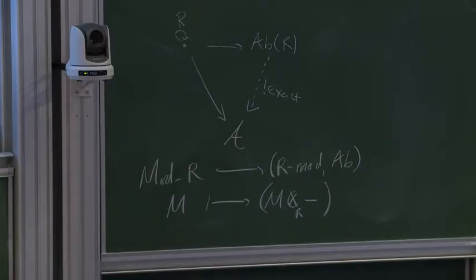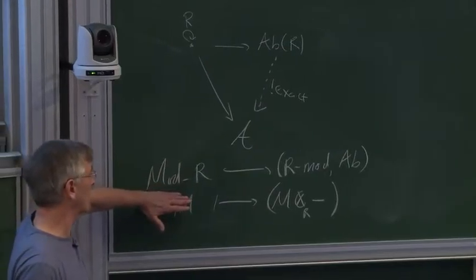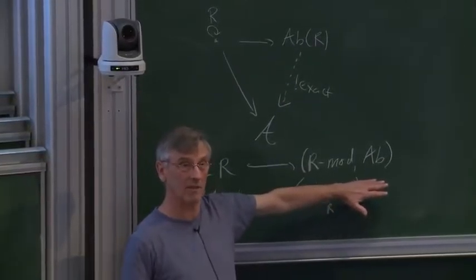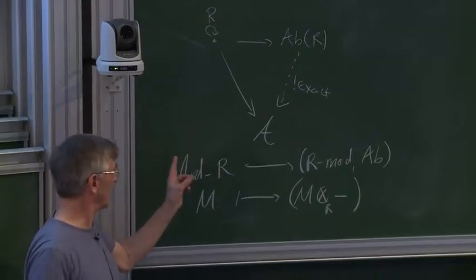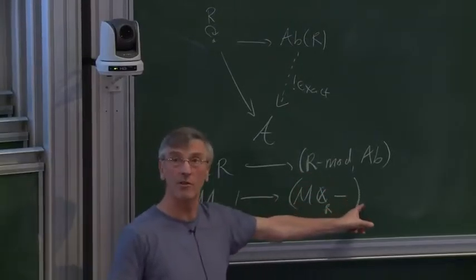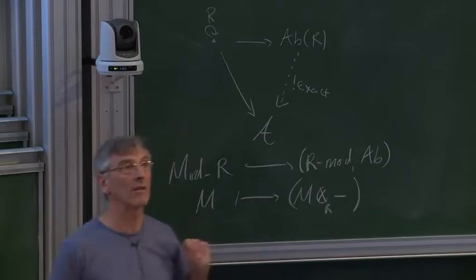You embed left R modules into functors on finitely represented right R modules. A sequence here is pure exact if and only if its image is exact, as I said earlier. And the pure injectives here exactly correspond to the injectives there. So that's the point.